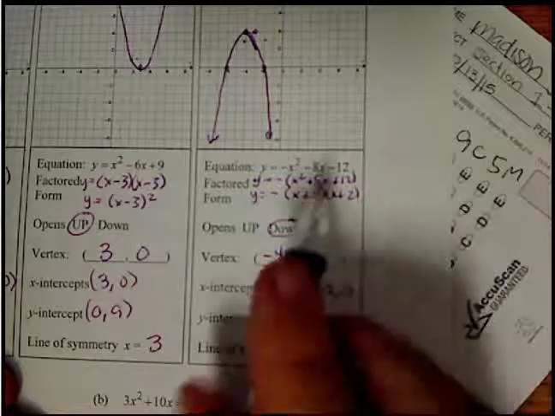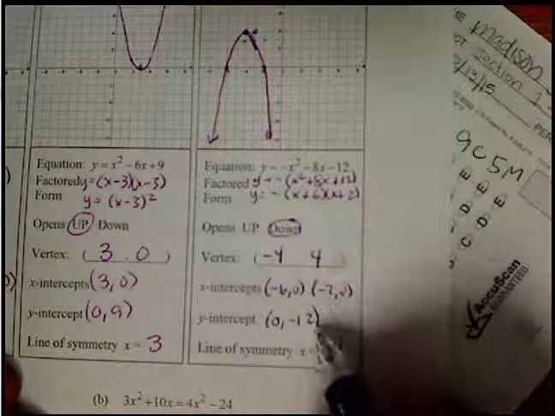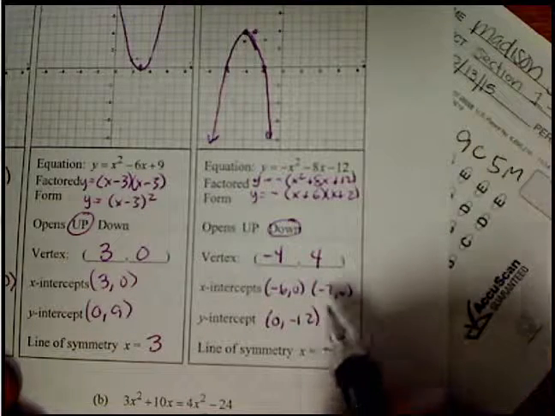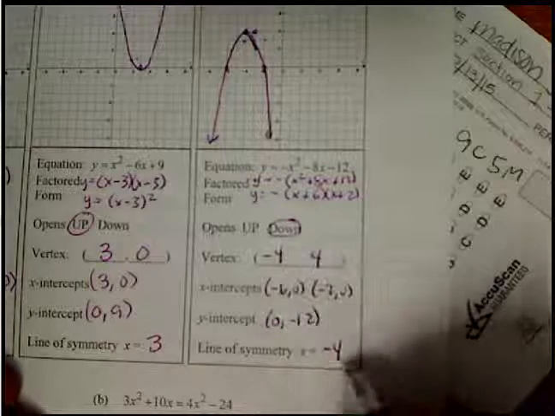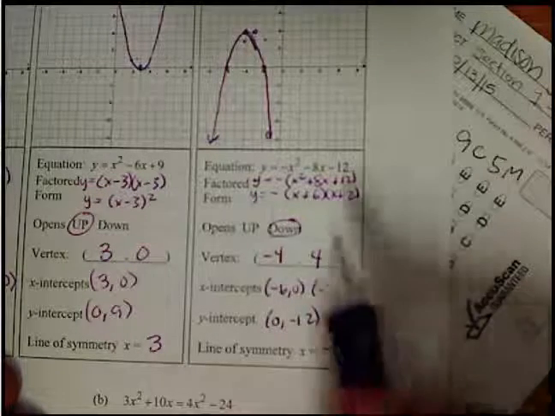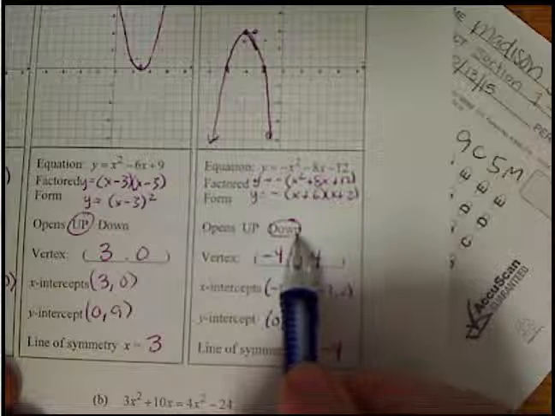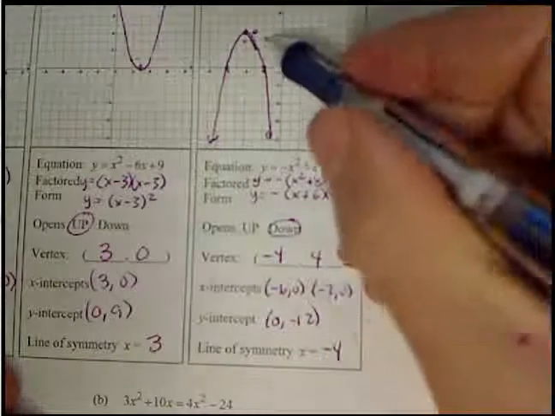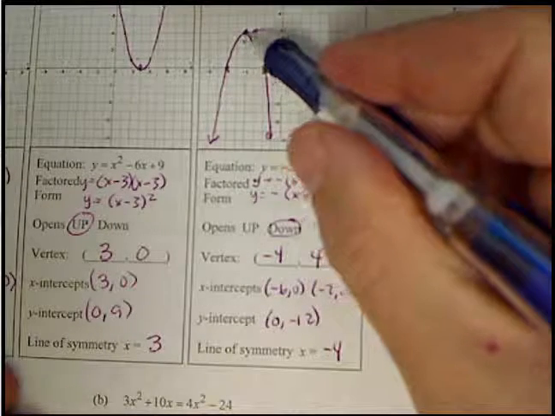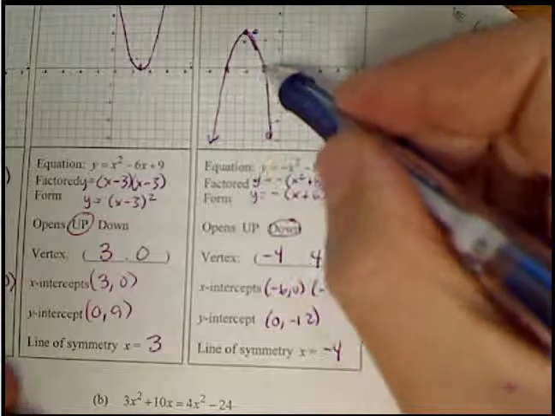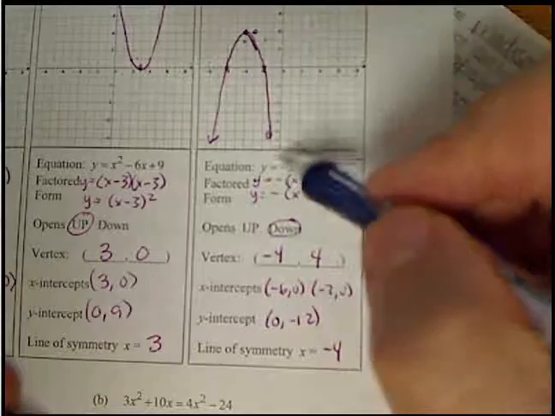Then my y-intercept, I let x equal 0. I got negative 12. Again, your line of symmetry is the same spot as the vertex. This graph opens down because of the negative in front of the x squared. So I plotted my vertex. That's negative 4, 4. My two x-intercepts, and I drew my parabola.